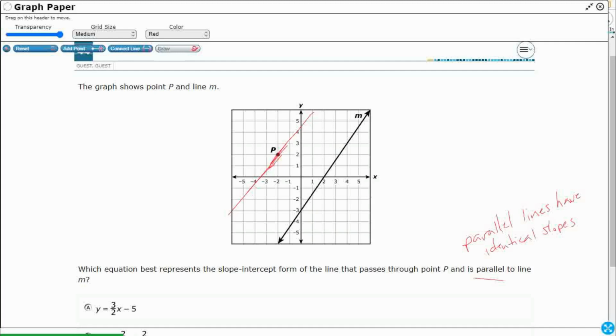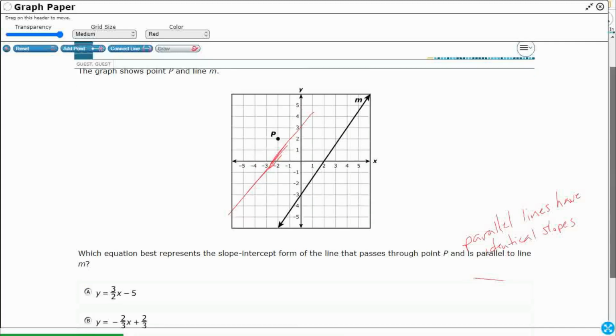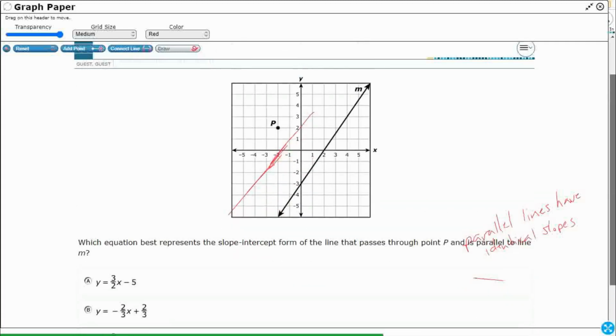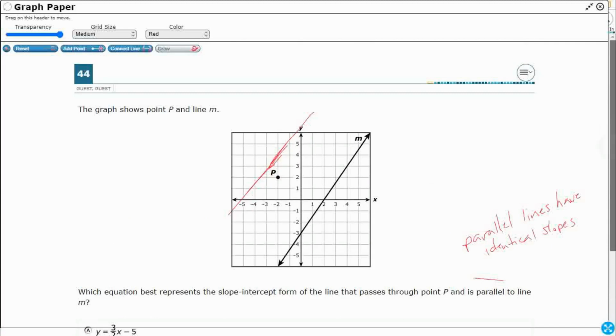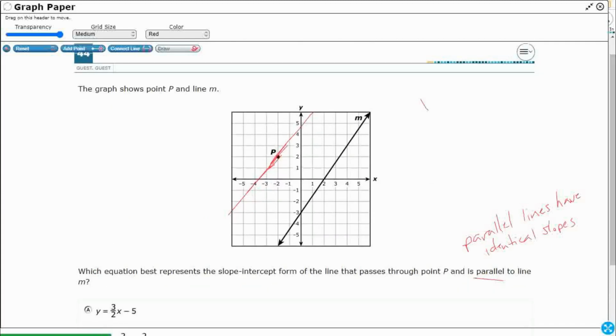So I've got this M right here. I need to write it in my slope-intercept form, which we see down there. That means I need those two pieces: I need my slope, and I need my y-intercept. So let's figure out the slope first. Since parallel lines have identical slopes, let's find the slope of this line right here.